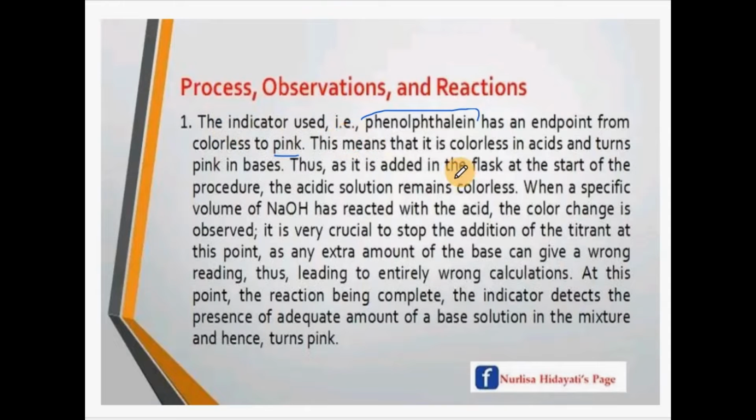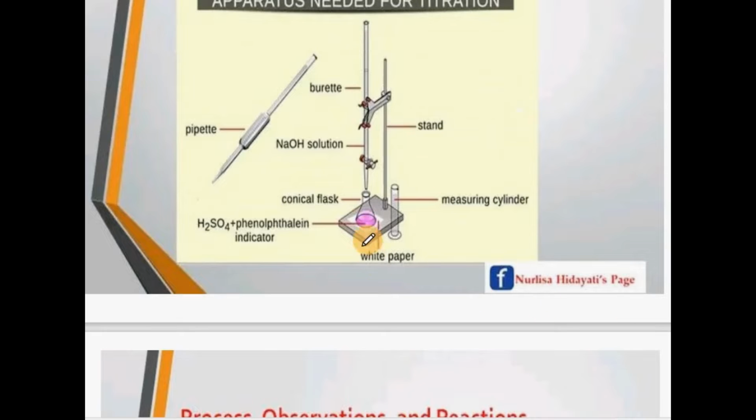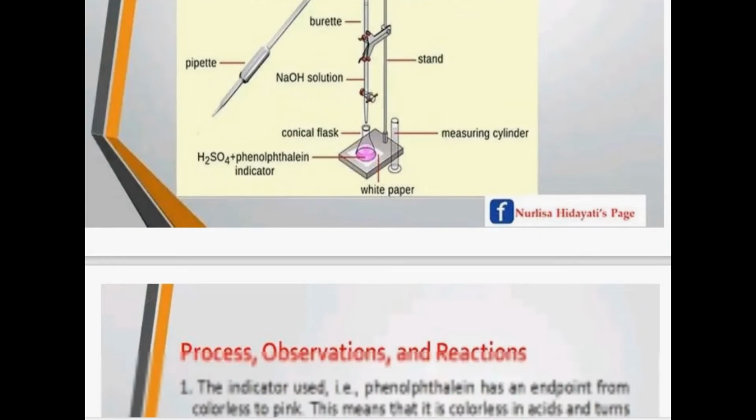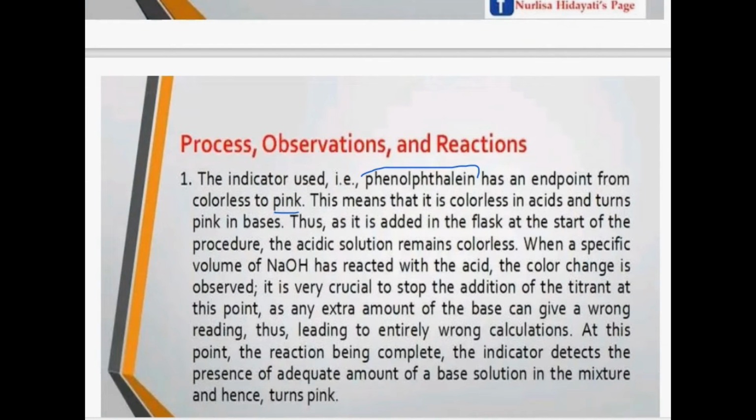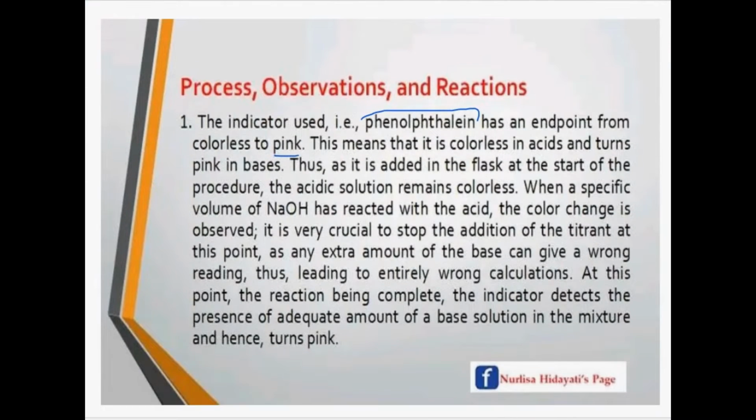Now this means that it is colorless in acids, but it turns pink in base. That's why if you have a flask and you add the phenolphthalein to it, it is colorless. But as you keep adding the base, or titrate with the sodium hydroxide, the pH of this solution will keep increasing, and at the point where it gets to the alkaline pH, that is where the color changes to pink. So phenolphthalein is normally colorless in acidic medium, but is pink in basic medium.